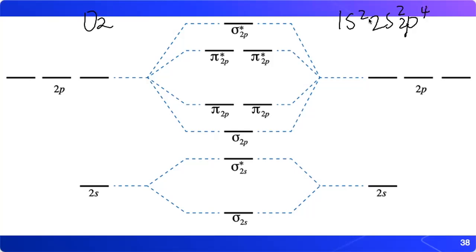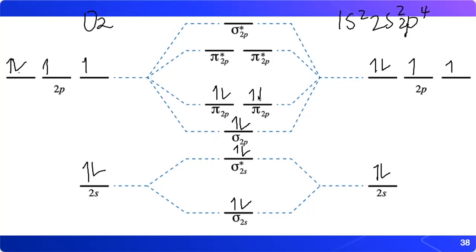4, 5, 6, 7, 8. 8. 1, 2, 3, 4. So 1, 2, 3, 4. For the P, we have 1, 2, 3, 4. 1, 2, 3, 4. Okay. So a total of 1, 2, 3, 4, 5, 6, 8 electrons. 1, 2, 3, 4, 5, 6, 7, 8.